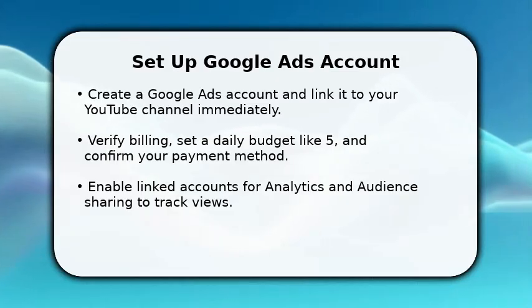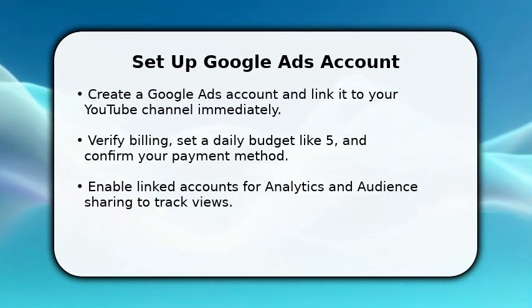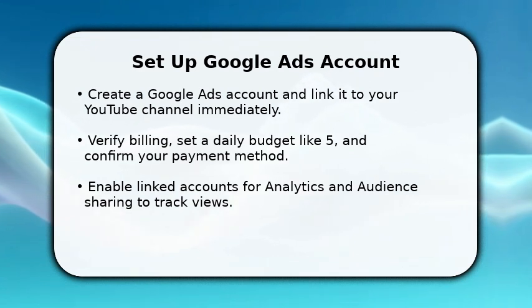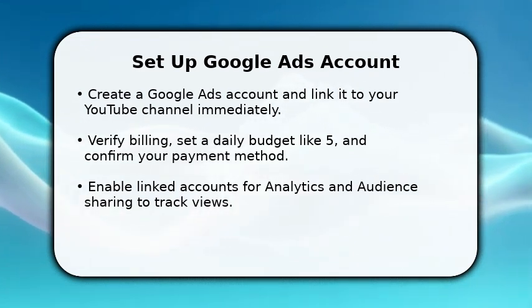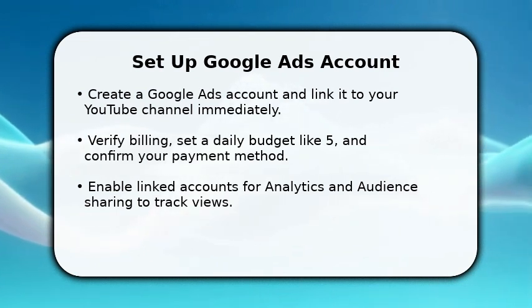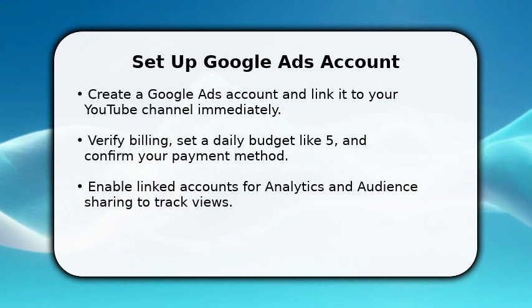Create a Google Ads account and link it to your YouTube channel directly. Sign in to ads.google.com and choose the same Google account used for your channel. Verify billing information and add a payment method so campaigns can run without interruption. Set an initial daily budget, for example $5, to control spend while testing.